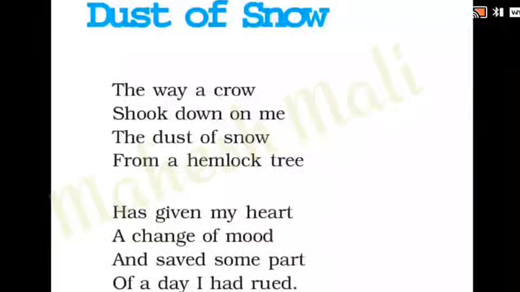But the combination of these 3 things on a depressed soul, that is the poet's soul, now this is positive. Just when the poet is sad, he rued the day. So when he stands under a tree, that is a hemlock tree, a crow sits on that and when it shook down, the dust of snow fell on his shoulders. It means all the negative things happen, but only the poet's approach towards this thing makes him happy.